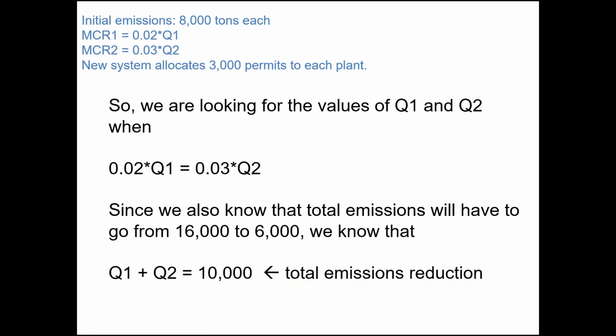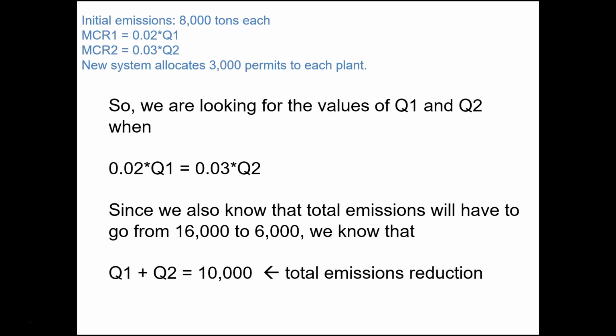So we're looking for those values of Q1 and Q2 when the marginal costs are equal. If we want to be able to answer this question, who's going to sell to whom? We already know who will sell to whom by whose marginal cost was higher in the beginning. But then we want to know how much will they sell. So we want to look at what are those values of Q1 and Q2.